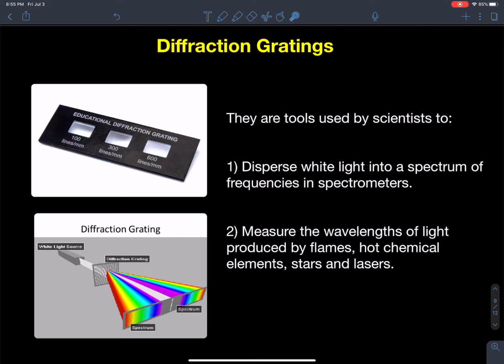I want you to stop for a second, press pause, and think: why would light disperse into a rainbow using the diffraction formula d sine theta equals n lambda? Why would rainbows appear when white light hits the diffraction grating?